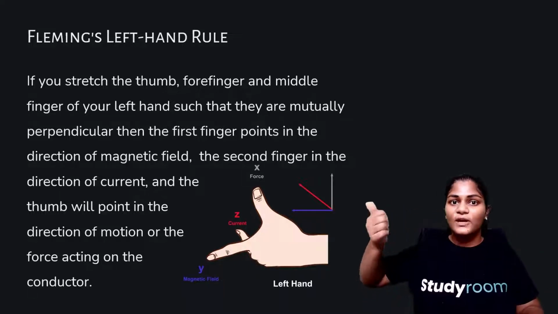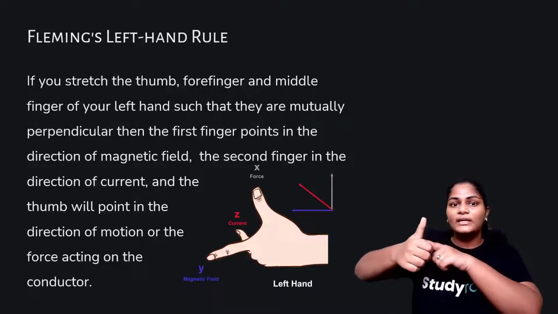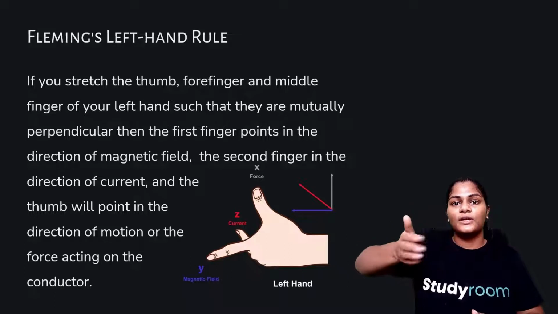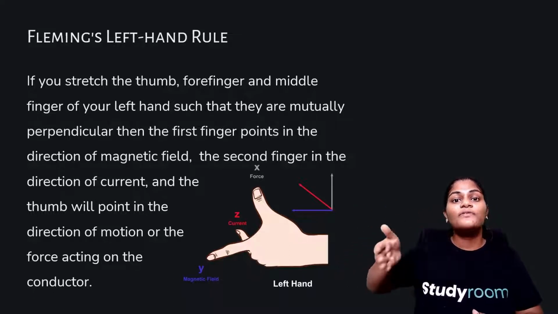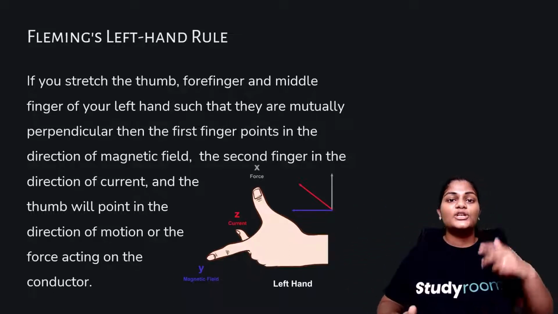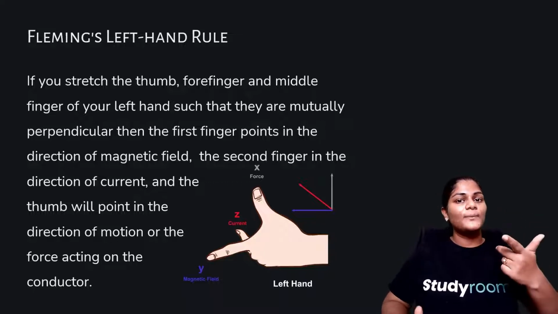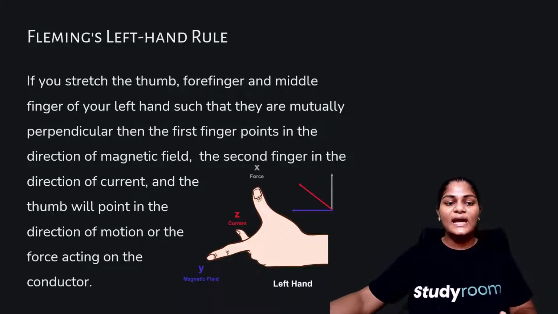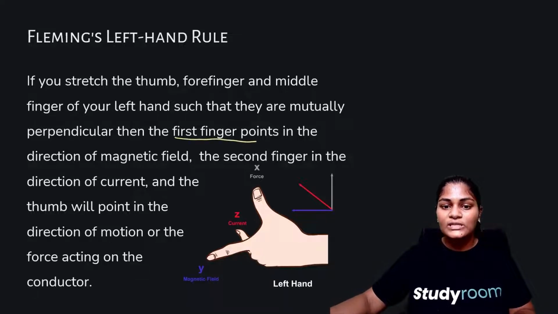Like in the case of the right hand thumb rule, we had said that if the thumb points in the direction of the current, the curling of the fingers gives the direction of the magnetic field, right? So now we'll see what each finger means in the case of Fleming's left hand rule. Great. So it says that they're mutually perpendicular. The first finger points in the direction of the magnetic field. First finger means the index or the forefinger.